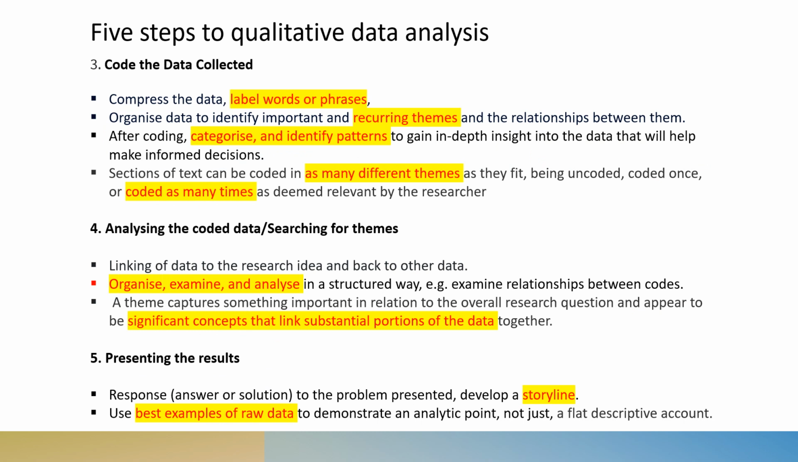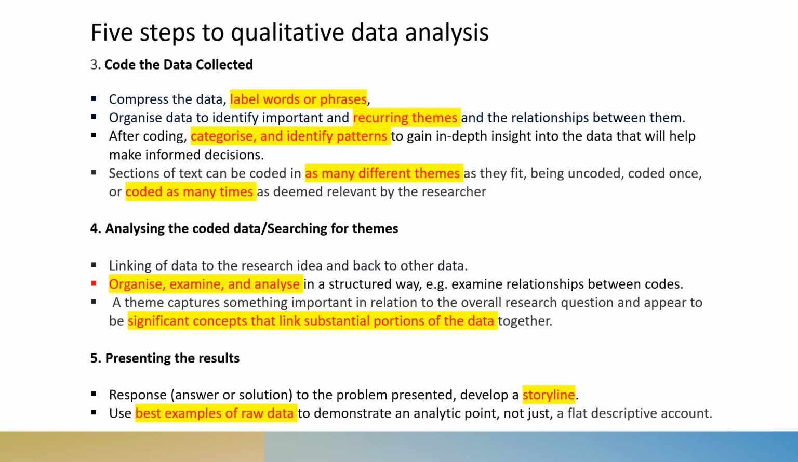The third step is to code the data collected. Coding is a good way to compress data and is the process of labeling words or phrases and organizing data to identify important and recurring themes and the relationships between them. You need to do this line by line, and after assigning codes to the data, they can then be categorized and patterns identified to gain in-depth insights into the data that will help make informed decisions.